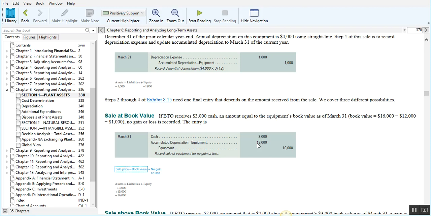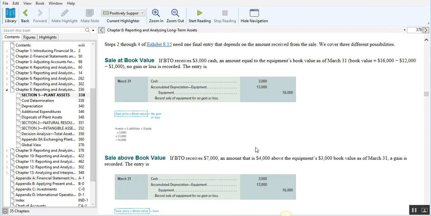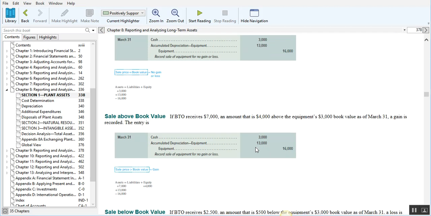So in this asset, they sell it. They sell it for exactly $3,000, which is the book value. There's no gain or loss. You basically debit cash, you credit the asset, and you debit the accumulated depreciation amount. Well, if you sell it for more than the book value, you're going to have a gain.